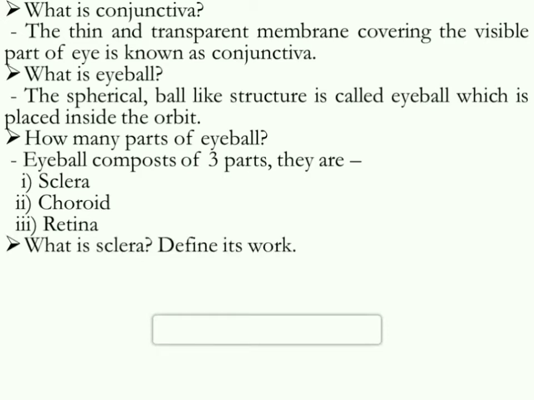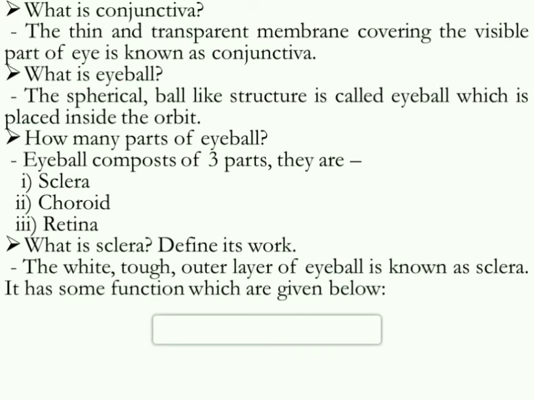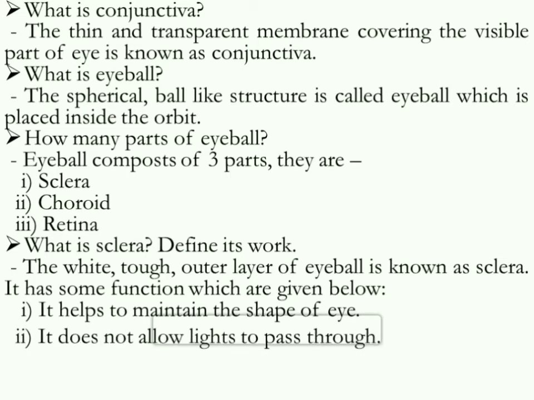Now, what is sclera and what is the work of sclera? The white, tough outer layer of the eyeball is known as sclera. It has some functions which are given below. First of all, it helps to maintain the shape of the eye. It doesn't allow light to pass through. That means from outside, light cannot enter into our eye because of this white tough outer layer.